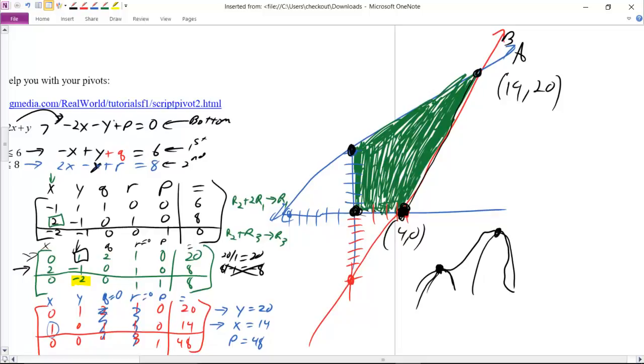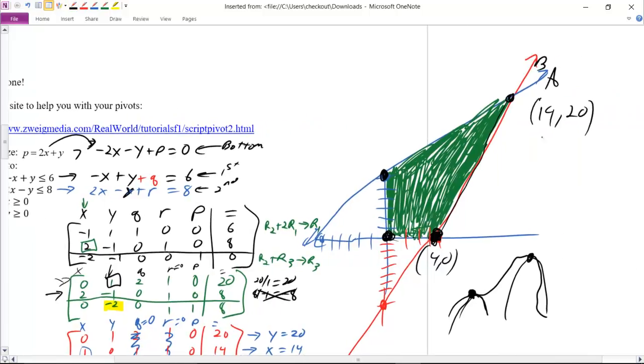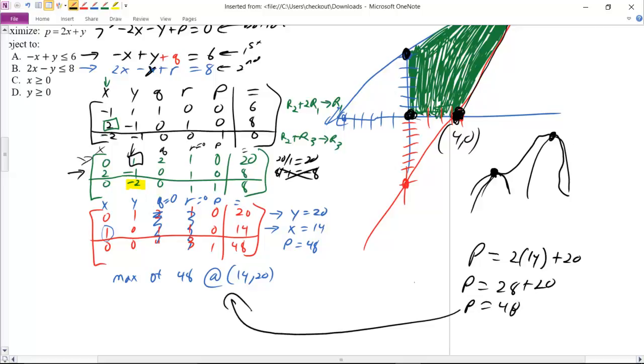And you could find that by taking your A and your B from your original equations, and you could pop those in a matrix and do reduced row echelon form or something, and you would find out that they intersect at 14, 20. So if you take 14 and 20 and substitute those in, P equals 2 times 14 plus 20. So 2 times 14 is 28 plus 20. Amazing that that gives us P equals 48, because what we already found is we have a maximum at 14, 20, and it gave us a max of 48.